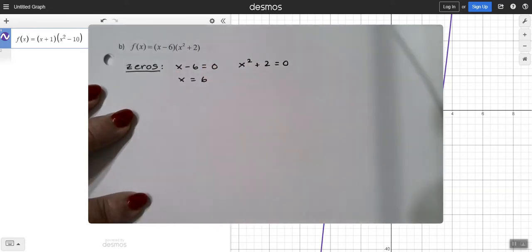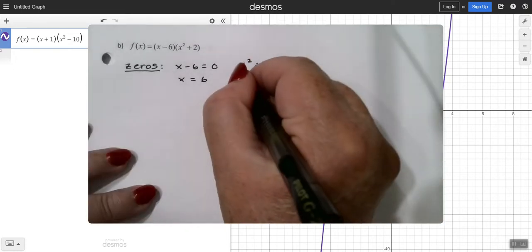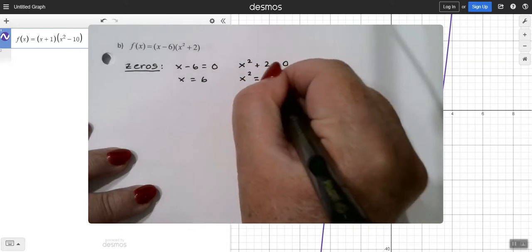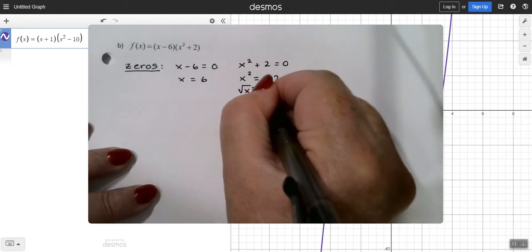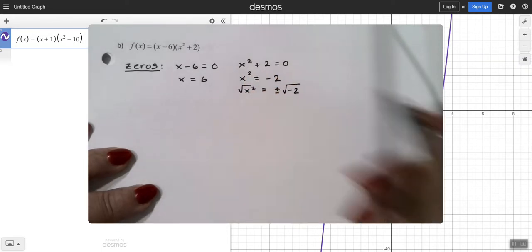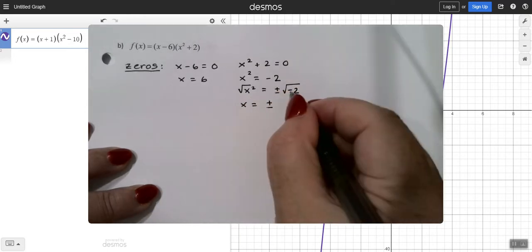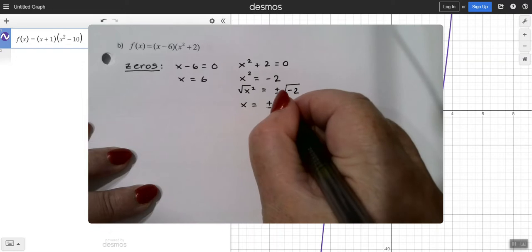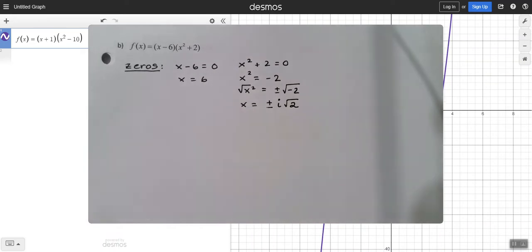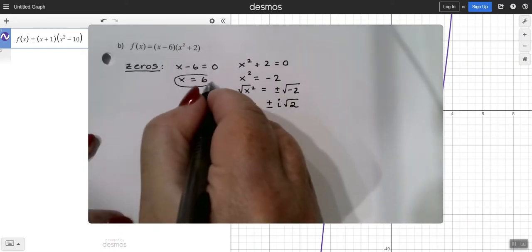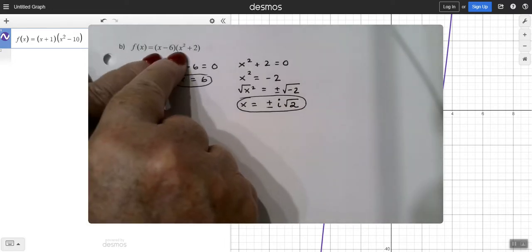Give me x equals 6 from the first factor, and then x squared plus 2 equals 0. If I use a square root method again, gives me x squared equals negative 2. And when I take the square root of both sides, I get x equals plus or minus. Since it's the square root of a negative, I know I'm going to have the imaginary unit there. And the square root of 2 can't be broken down any further. So I found 3 zeros, which is what I would expect, since again, this would be a third degree, right?